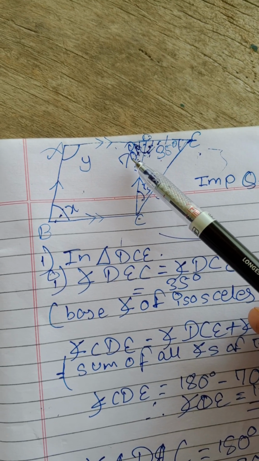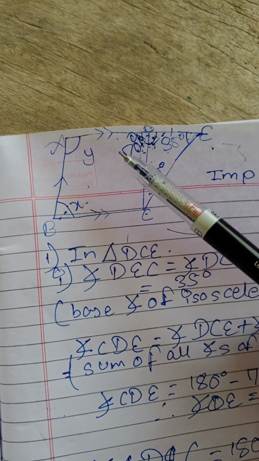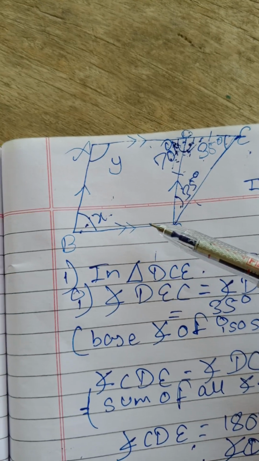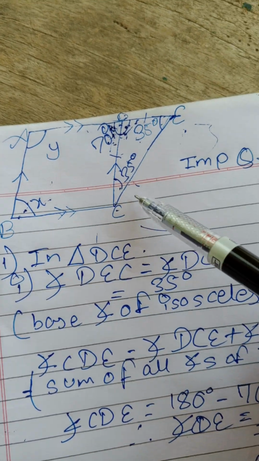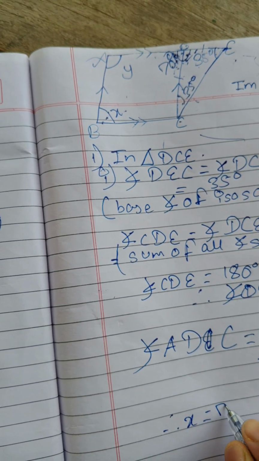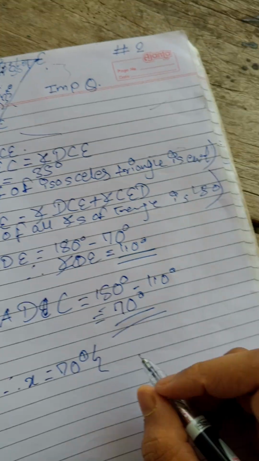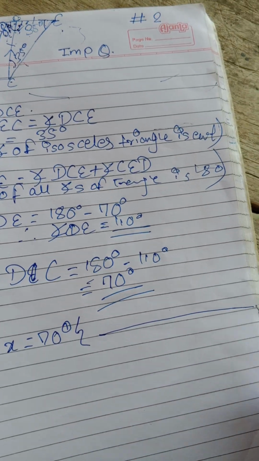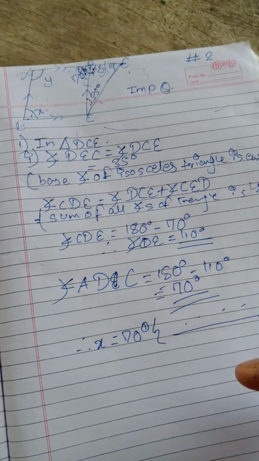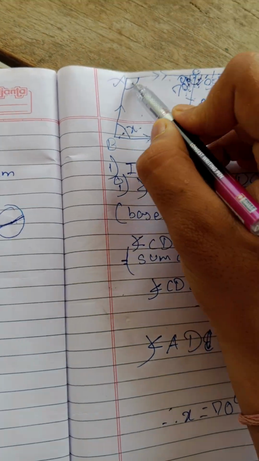Now 70 degrees is equal to x, being opposite angles of a parallelogram. Let's write here, therefore x is equal to 70 degrees. The reason I have told you: being opposite angles of a parallelogram. So now we have to find y.